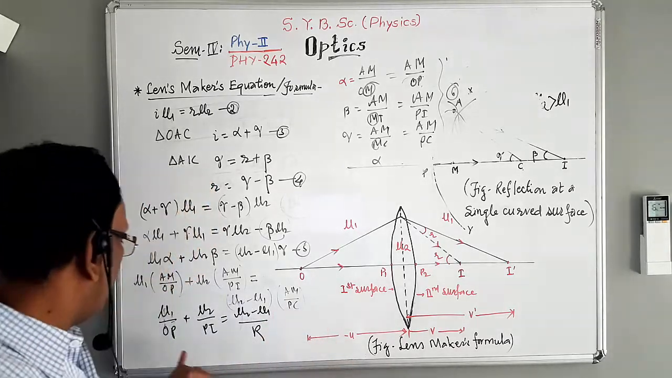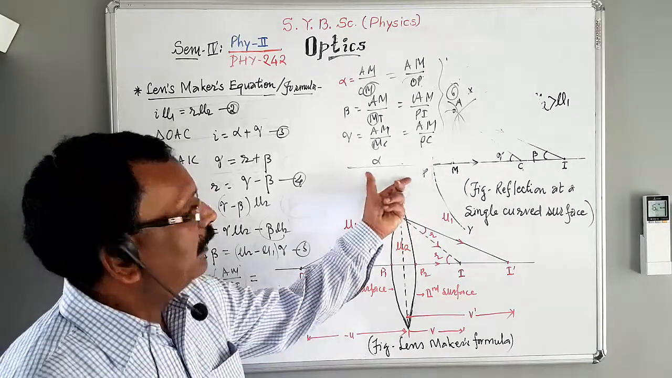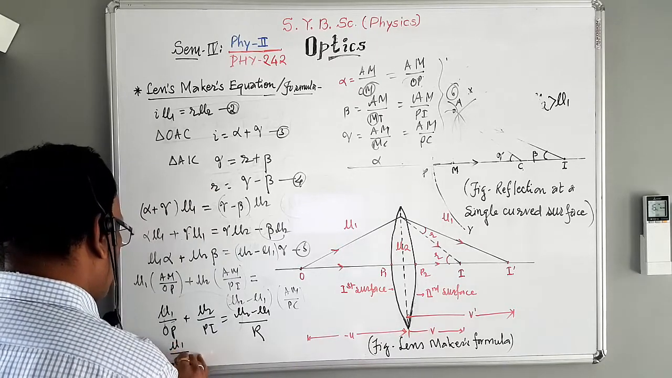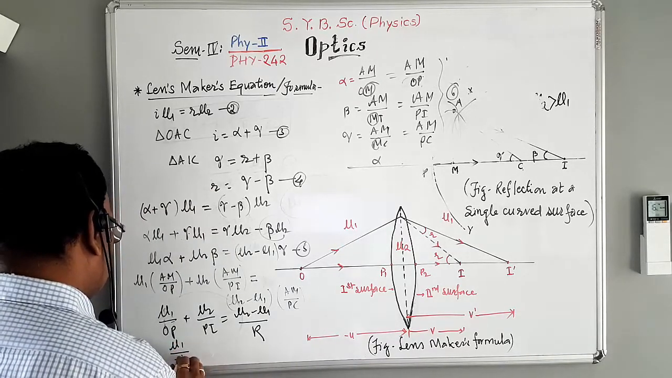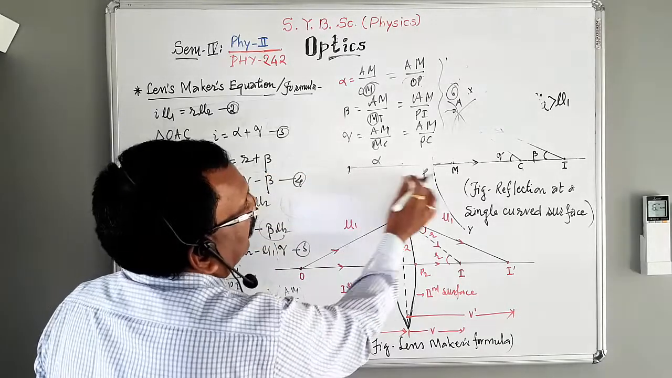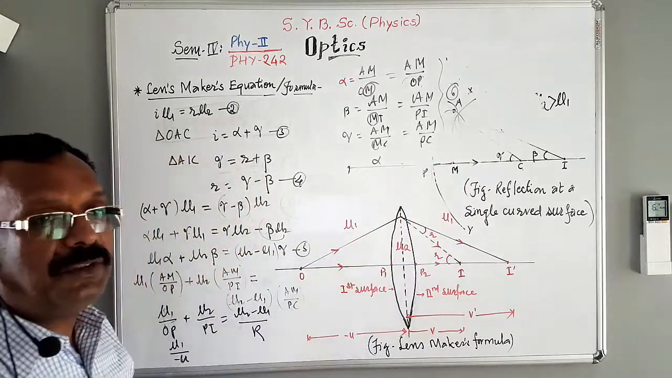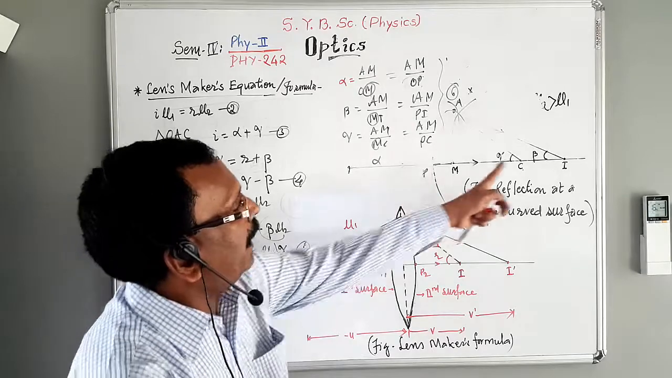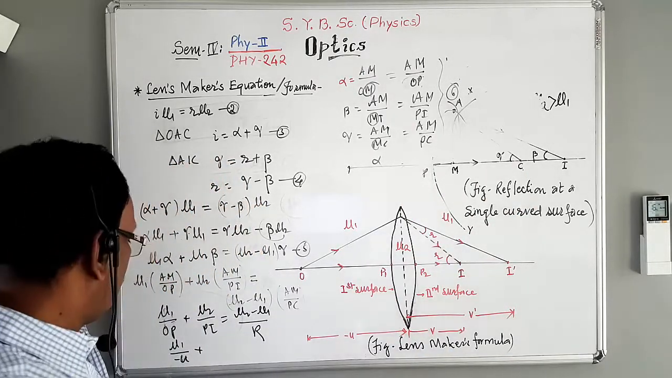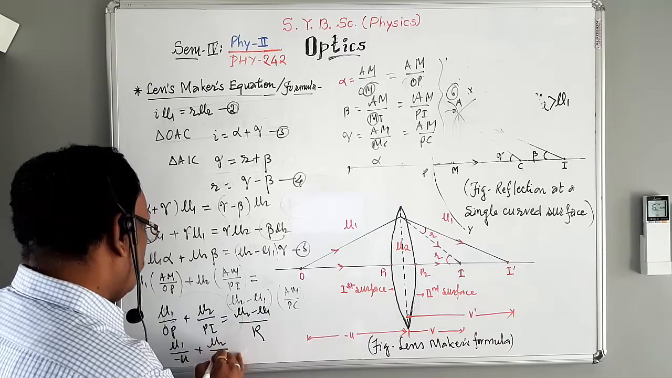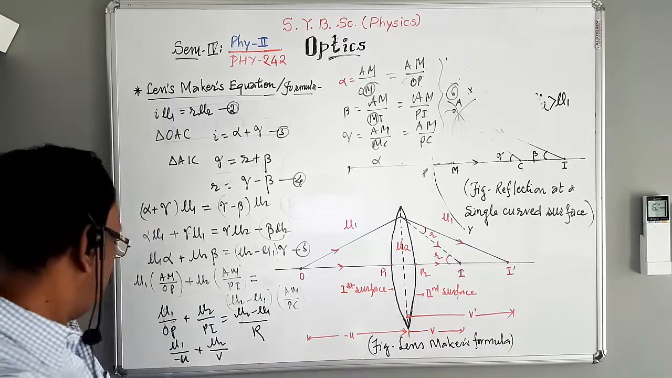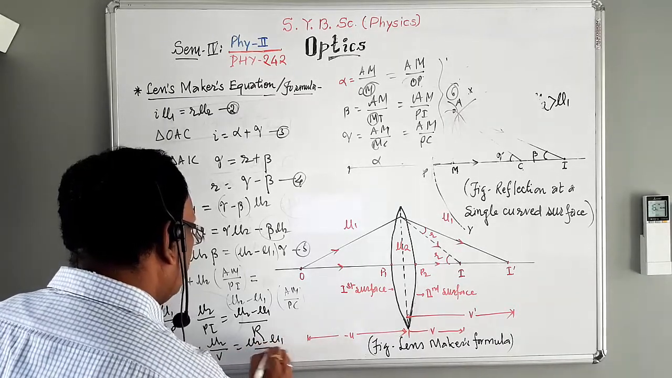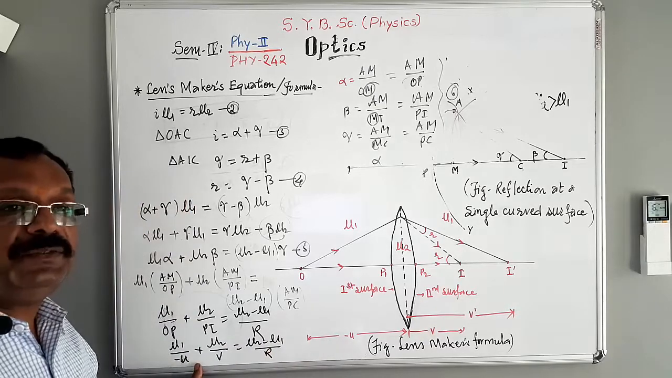But according to sign convention, OP is equal to minus u. Therefore, mu1 upon minus u, because OP, according to sign convention, is negative. Then PI is the image distance, so mu2 upon v is equal to mu2 minus mu1 upon r. So this is a very important equation.